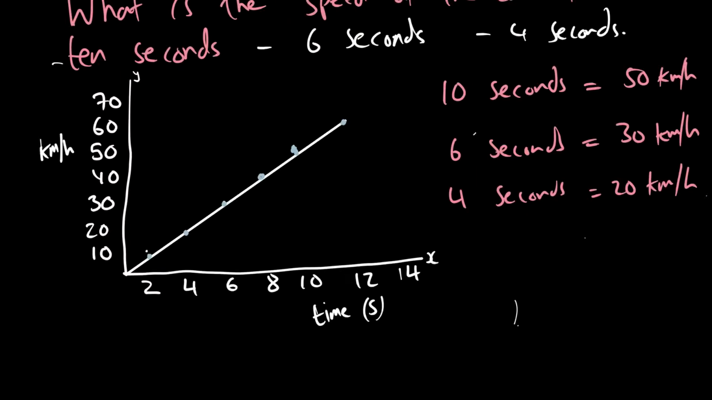Okay, so after 10 seconds, you go up, you'll see it here, and you go across to 50. After 6 seconds, you go up here, you go across to 30. And after 4 seconds, you go up here and go across to 20. So the speed is just a matter of reading the graph to get the information.